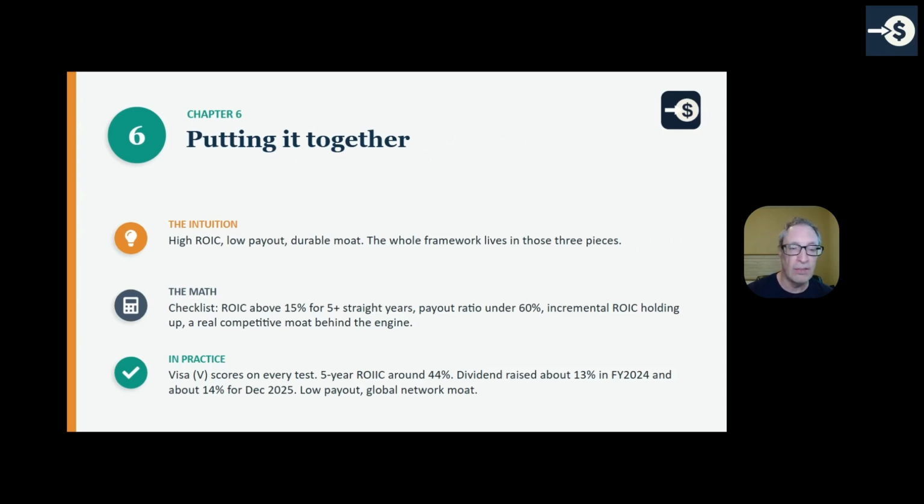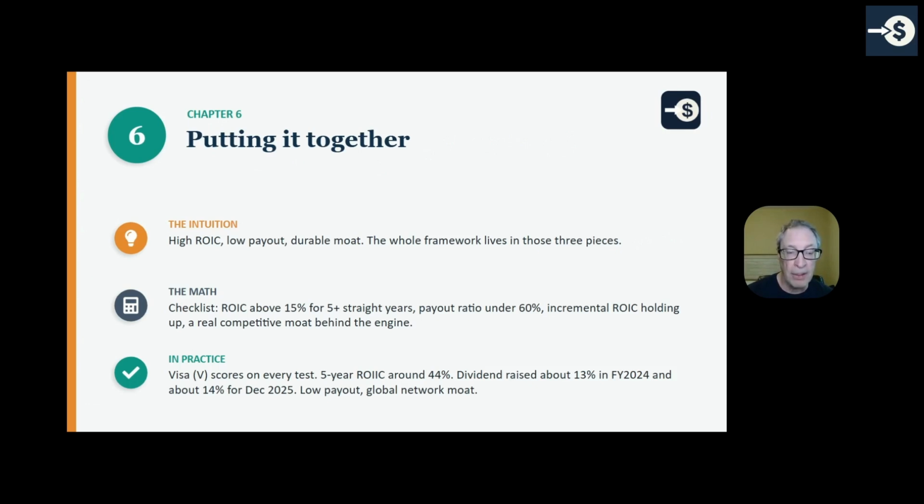So the company needs very little debt to fund growth. Visa does pay out a small share of its earnings. The dividend has decades of runway. The company has raised its dividend roughly 13% in 2024 and roughly 14% in 2025. So Visa definitely passes the business quality test.